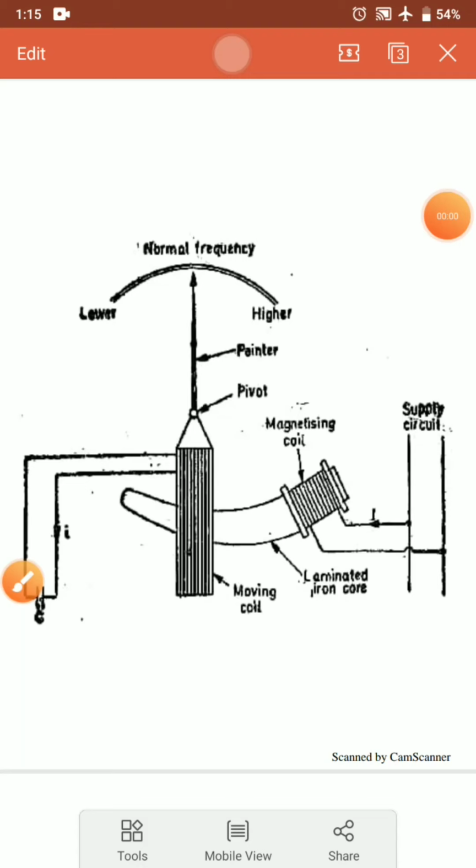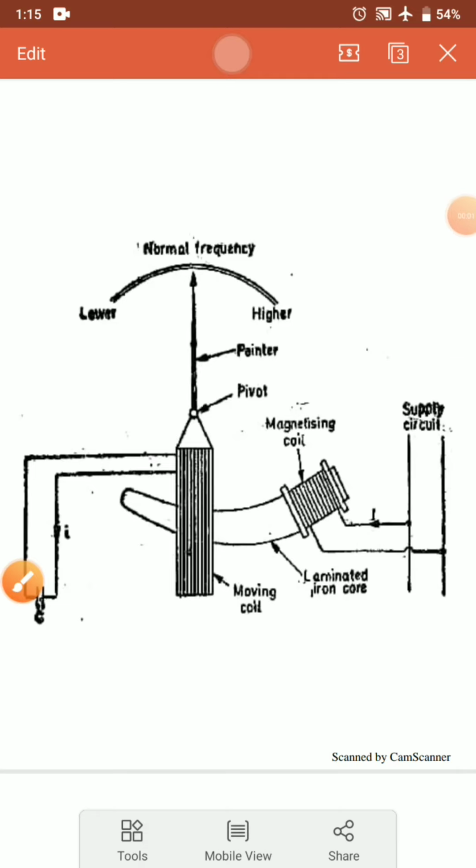We'll be discussing three types of frequency meters, that is the ferrodynamic type frequency meter, the electrodynamometer type frequency meter and the ratio meter type frequency meter. Then we'll be discussing a maximum demand indicator, that is the Merz Price maximum demand indicator, and finally we'll be discussing trivector meters. For all these meters, we'll discuss how they work and how they determine the specific quantity for which they are designed.